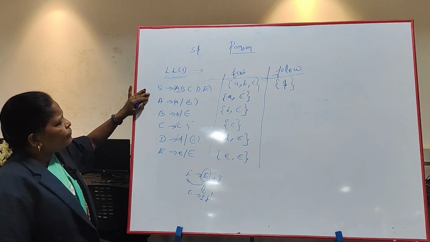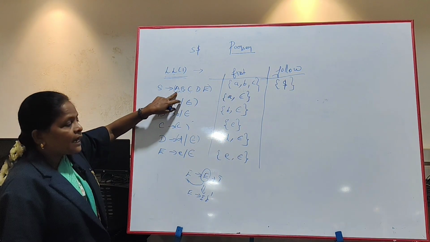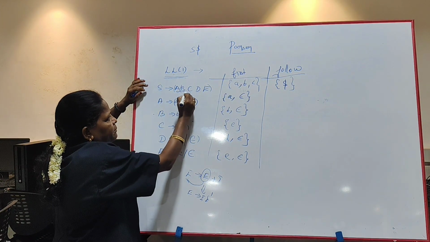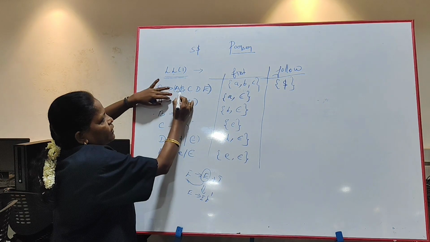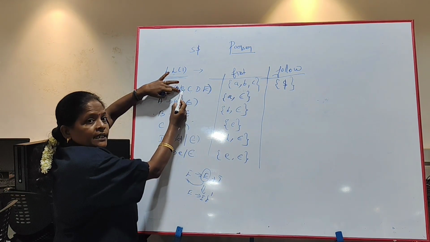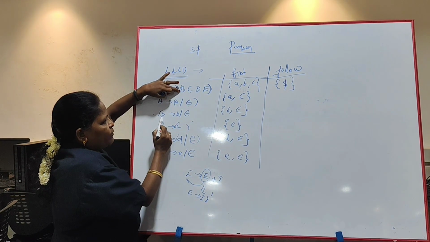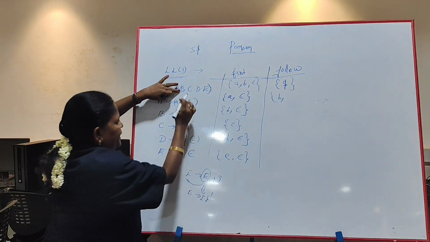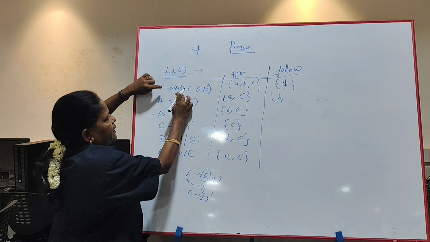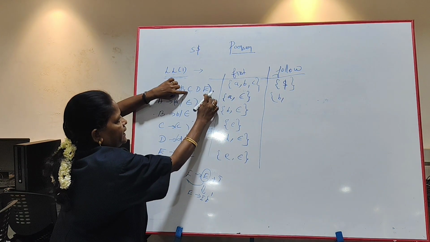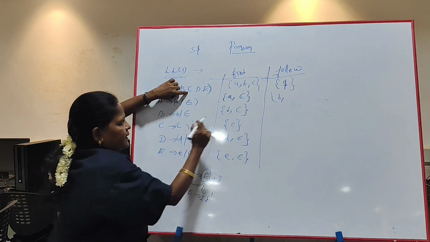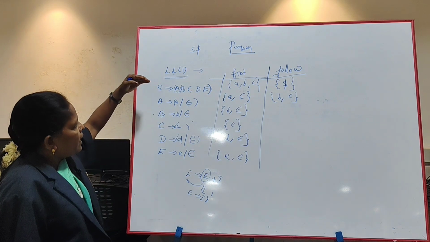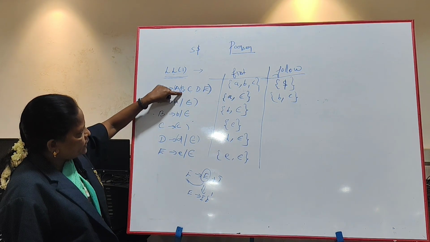Then follow of A. Follow of A is nothing but, another non-terminal follows A. A followed by what? B. So follow of A is nothing but first of the rest of the symbols. Here the first symbol in the production will be B. First of B equal to what? B comma epsilon. Now you should write here B. In place of B you can substitute epsilon here. So here follow of A is nothing but C, D, E. First of C is nothing but C. Simply we can write C here, right? B comma C.